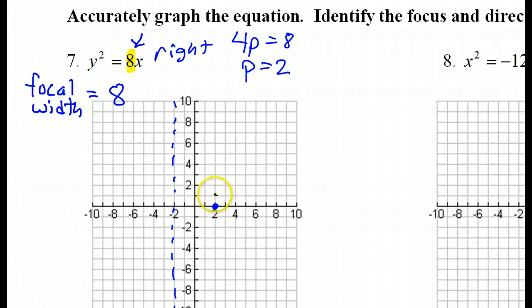So watch this. That means I have to go up 4 and down 4, so I have a total width of 8. This is my vertex as usual. If I draw my graph using these points, then it's going to be more accurate. So notice at the focus, the width is 8, and that's what this number tells me.